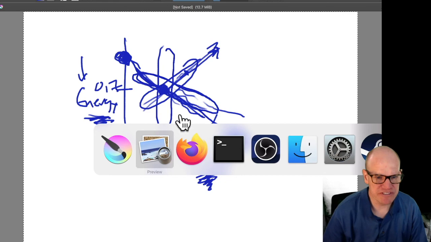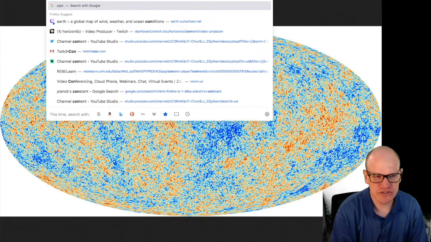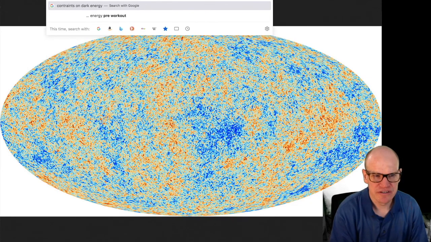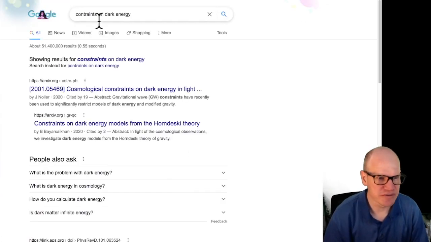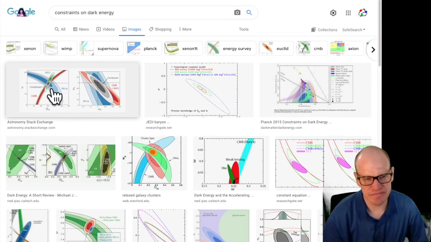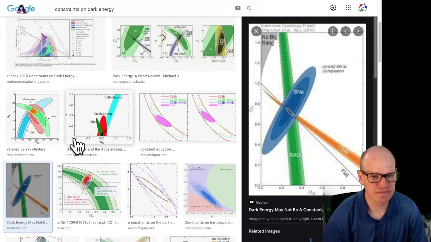Okay, so let me pull up these results, and I'll show them to you, and then I'm going to have to take off. Let's see. I'm looking for constraints on dark energy. We'll just do that and see what happens. These are the images I'm looking for, but they're plotted in a way that ruins the story. This is the one I'm looking for.